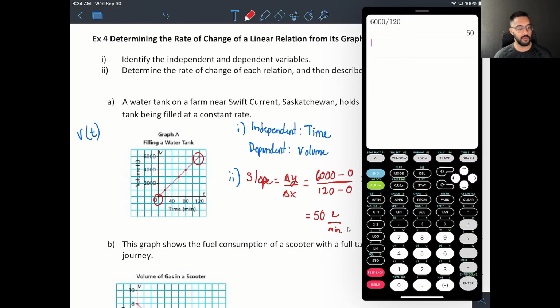Okay, so what this really represents in this context is we can fill up this water tank at a rate of 50 liters per minute. So every minute that passes, we put 50 liters of water into this tank. That's really what it represents.